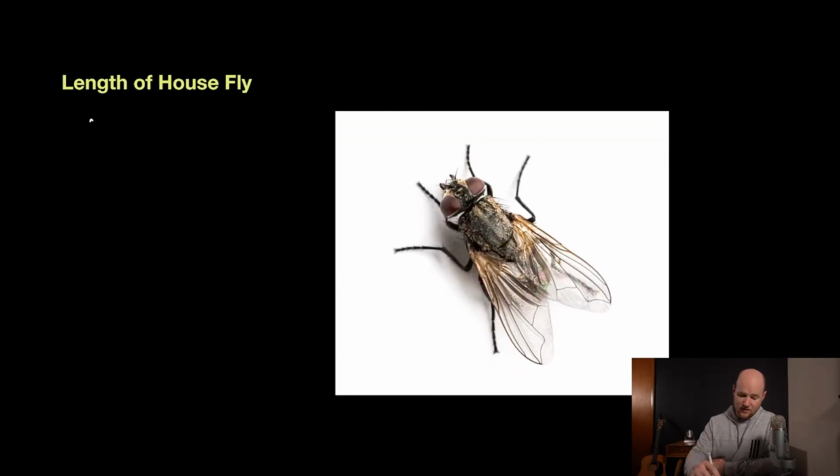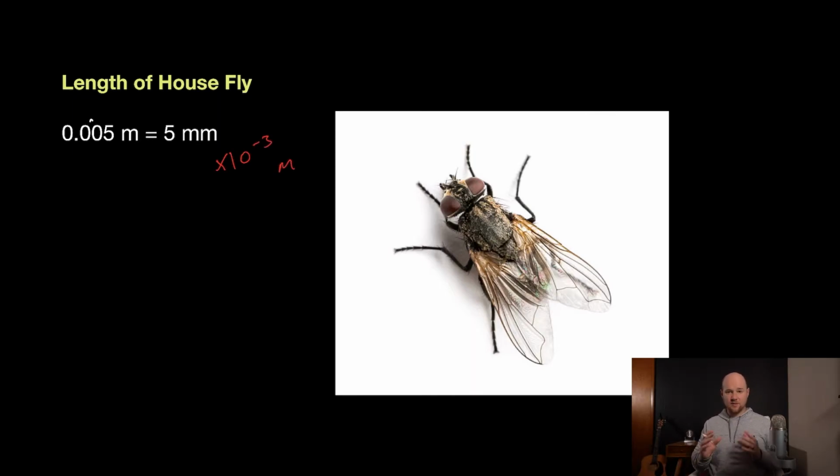Let's talk about the length of a horsefly. So a horsefly is about 0.005 meters or 5 millimeters. And because we're talking about really small numbers now, our scientific notation is going to be times 10 to the negative something. So this order of magnitude is somewhere around times 10 to the negative third meters.